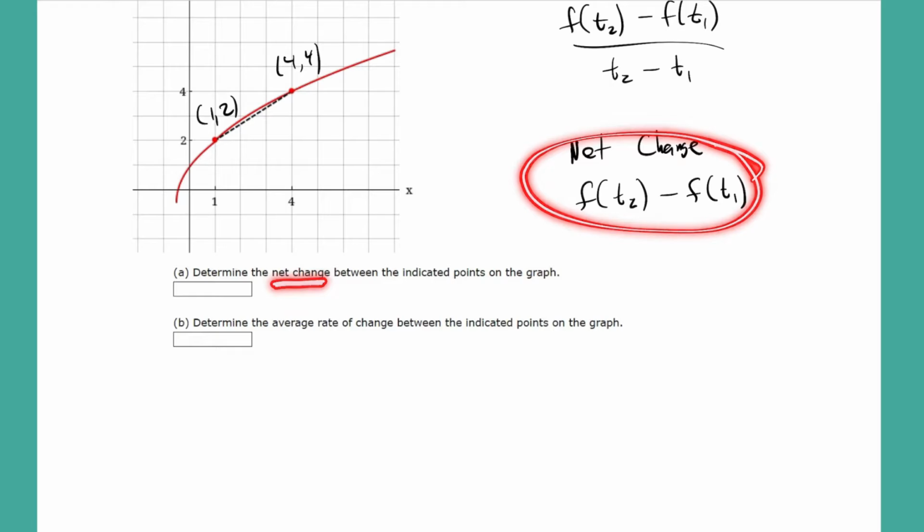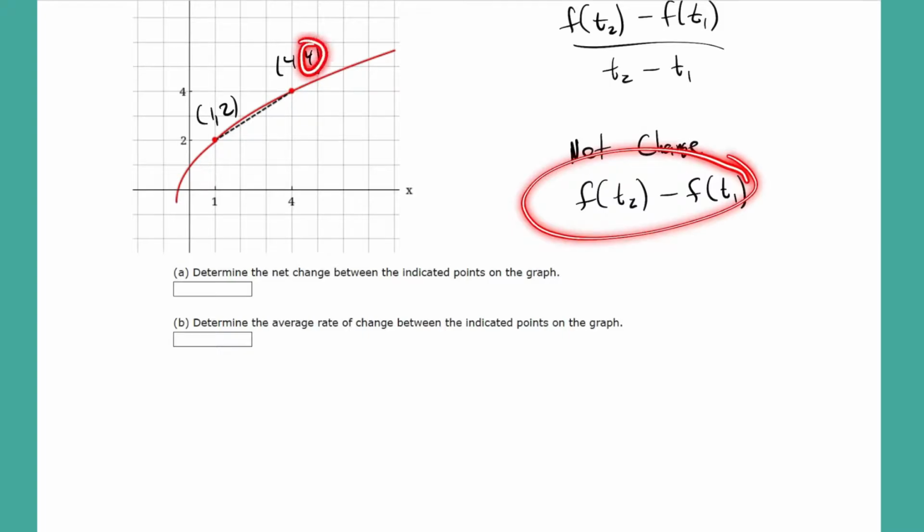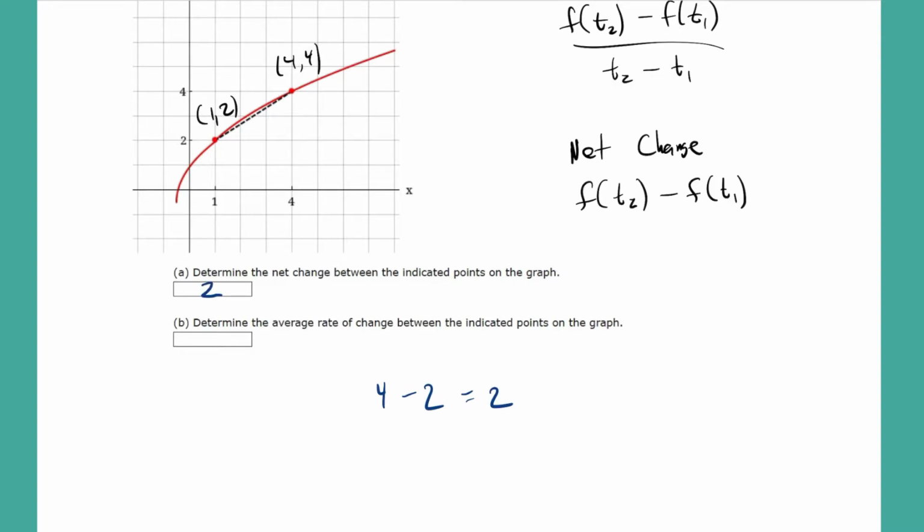So the first part says they want the net change, so we're just doing the numerator. So we're not going to divide by the difference of the x's. We're only going to take the difference of the y's. So it's going to be the y coordinates. So that would be 4 minus 2, which is 2. That's the net change. 4, take away 2.